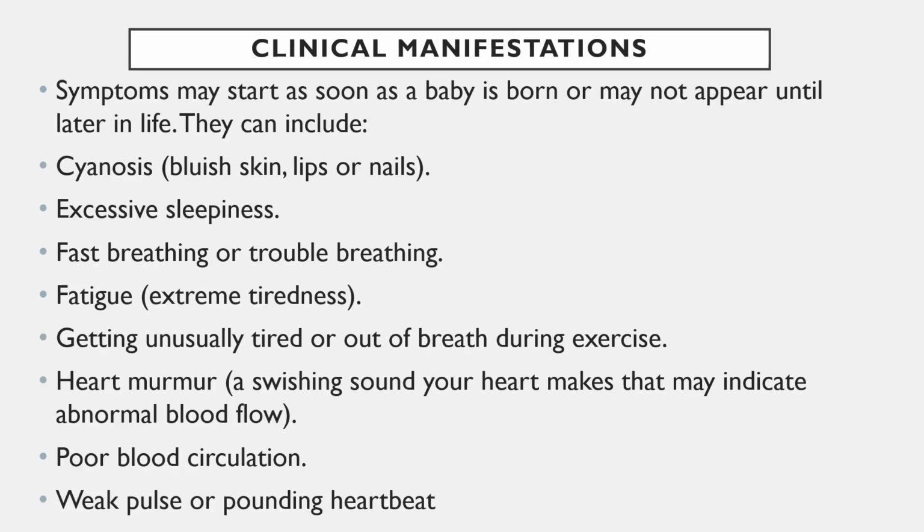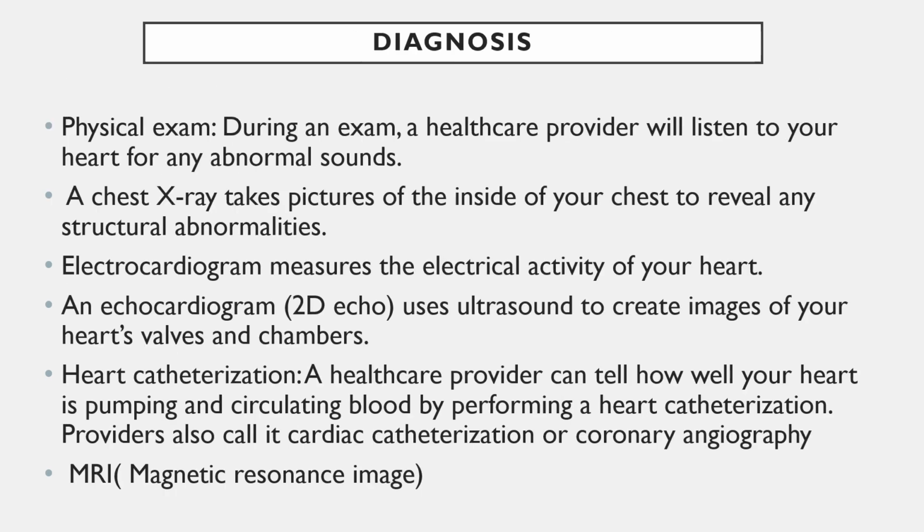Symptoms of congenital heart disease may appear at birth or later in life and can include cyanosis, fatigue, heart murmurs, respiratory distress, and poor feeding or growth in infants. Diagnosis typically involves a physical exam, chest X-rays, electrocardiogram, echocardiogram, heart catheterization, and MRI. These tools help assess the heart structure and function.